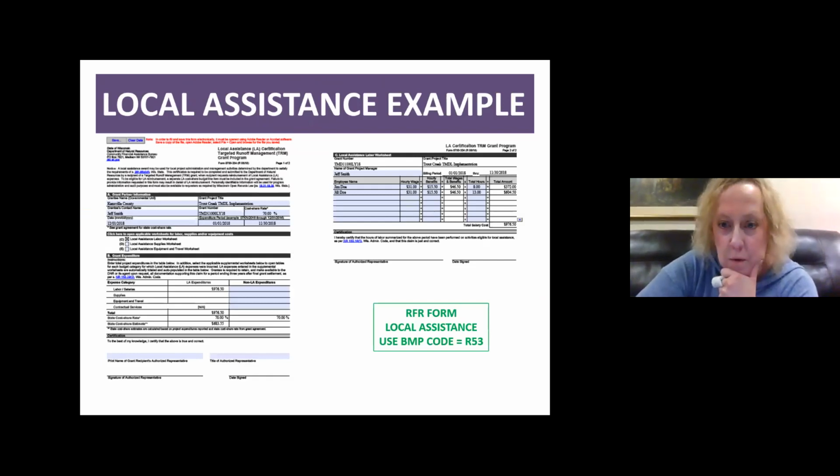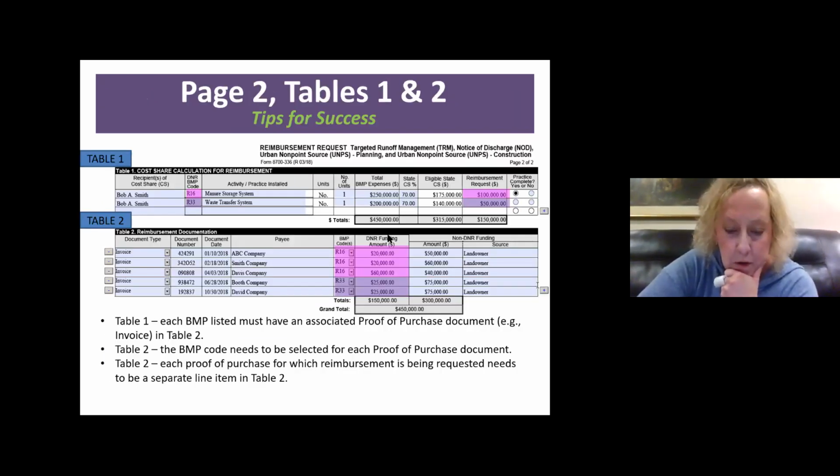Oh, hang on, I want to say one more thing. Just caught it. As you can see in these purple and pink cells, the DNR funding amounts listed for each BMP in table 2 total and are equal to the BMP reimbursement request amount in table 1. So you total up the pink cells here, 60 plus 20 plus 20 equals the $100,000 in the reimbursement request here, and the 25 and 25 equal the $50,000 in the waste transfer system request here.